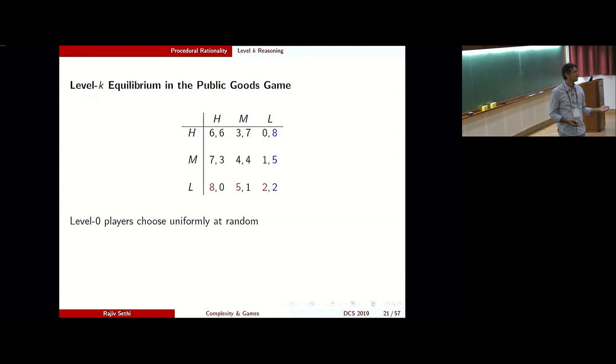Level 2 assumes that others are level 1. What would be the best reply to L? H. No. L again. So, this predicts that all the levels are going to choose L. So really, basically the Nash equilibrium, right? Basically just the Nash equilibrium, except for the level 0. So the level K model in this particular case predicts Nash equilibrium with noise. If everybody is level 0, it'll just be a uniform distribution of these actions. If a small number of people are level 0, you'll just see the Nash equilibrium with a bit of perturbation.